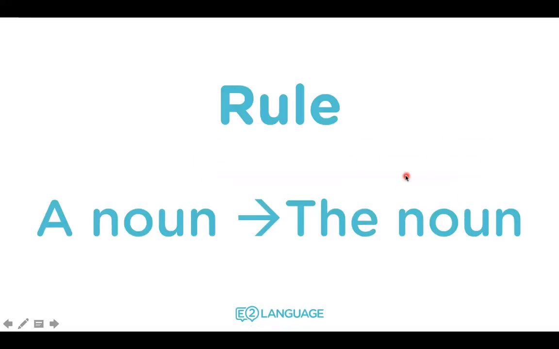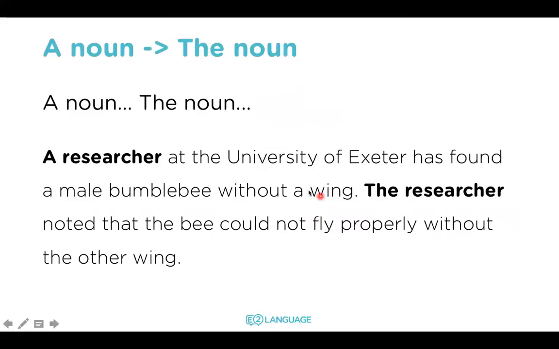Good. Let's go a little bit deeper. How we go from a noun to the noun, singular. Let's have a look. A researcher at the University of Exeter has found a male bumblebee without a wing. The researcher noted that the bee could not fly properly without the other wing. We have gone from a noun, a researcher, to the noun, the researcher. The first time we've mentioned it here, a single noun, not a plural noun. The first time we mention a single noun, we say a researcher.